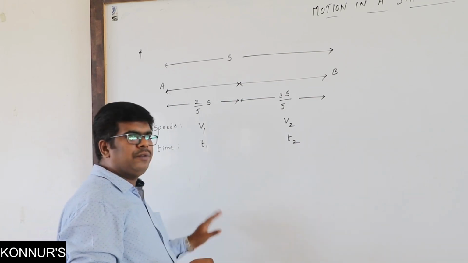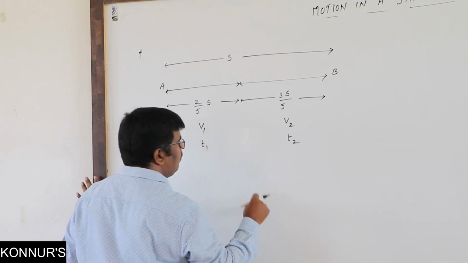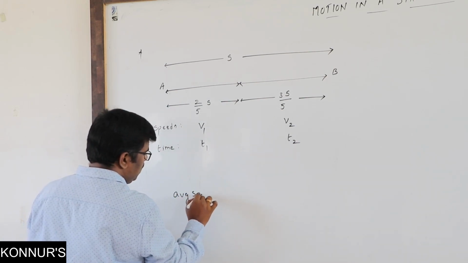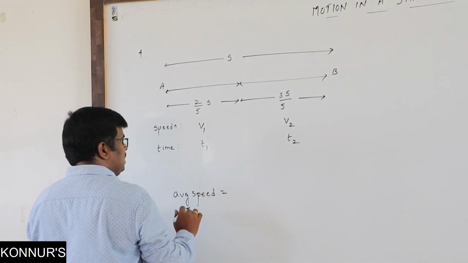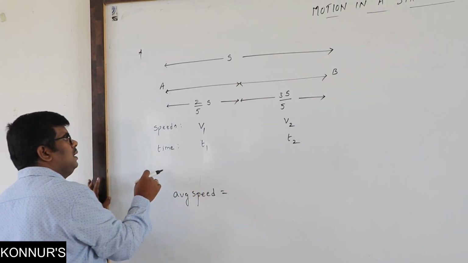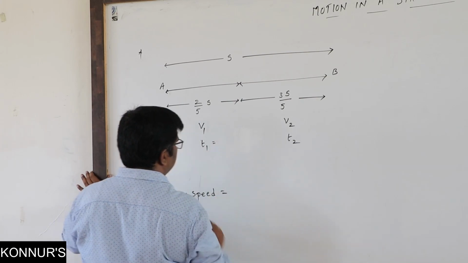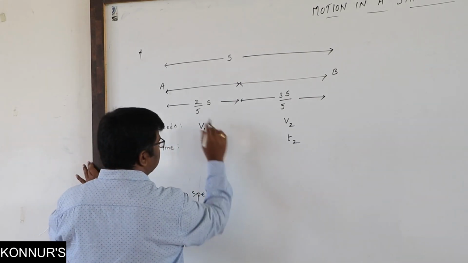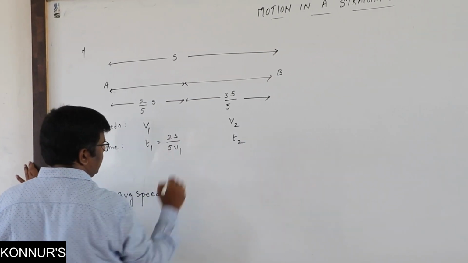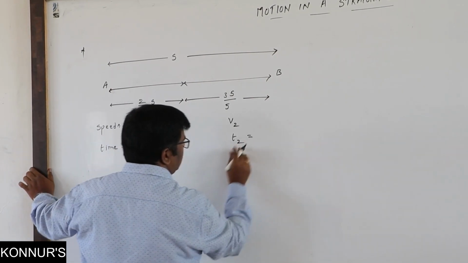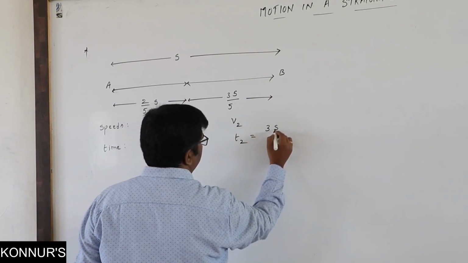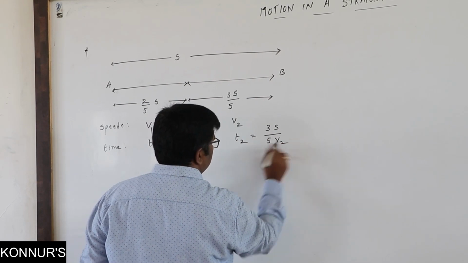Then we can follow the general procedure only, that is total distance by total time, for determining the average speed. So average speed equals total distance, which is S, by total time. Here time t1 we can write as distance by speed, that is 2S by 5v1. And also the time t2 is distance 3S by speed v2. This is the total time.